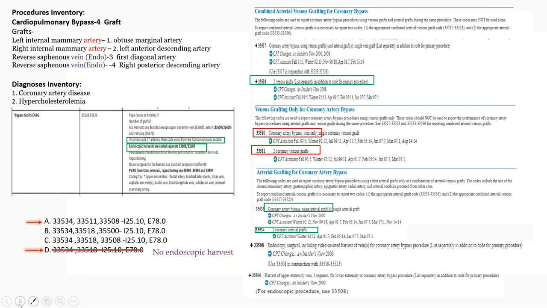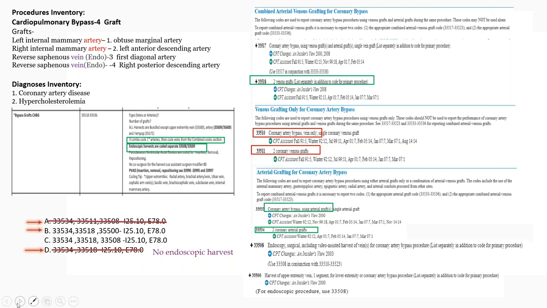So option A is wrong, because as I said, if we are using a combination of arteries and veins in CABG, we have to first code the artery codes, and then we have to select the vein codes from the combination section. We have to select the codes from this particular part. We can't code artery separate. We can't code the venous graft separate. Did you get it, coders? Yes, that's why option A is the wrong one. Now let's look into the next.